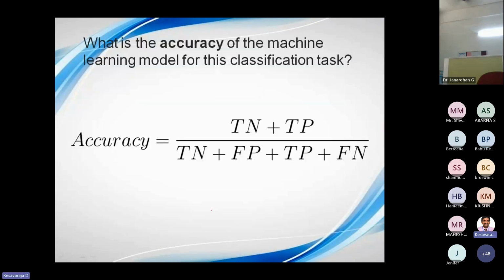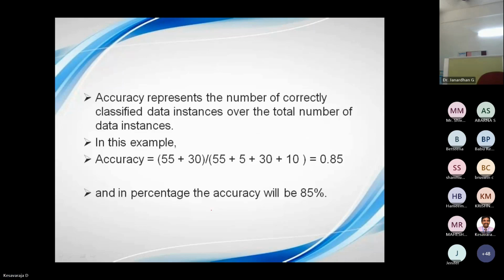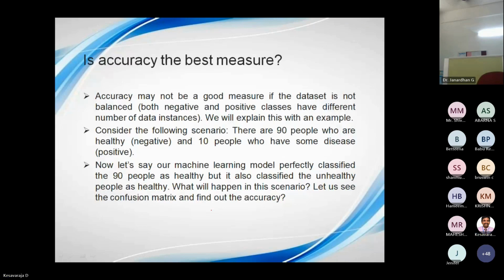The accuracy is found with the help of a simple formula: true negative plus true positive divided by the sum of all. Whatever my machine correctly identified, that is 55 plus 30, that is 85 correctly identified, divided by 100. So my machine accuracy was 85%. It's well and good, but is accuracy the best measure?